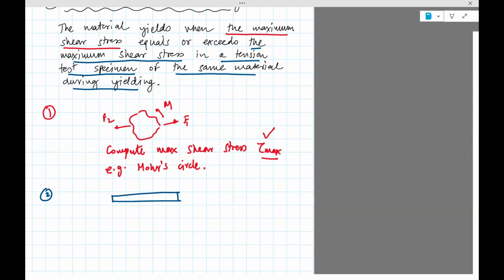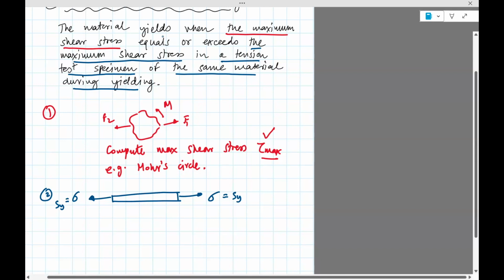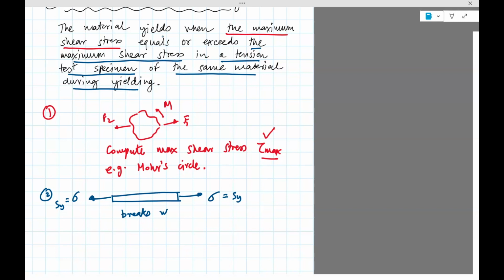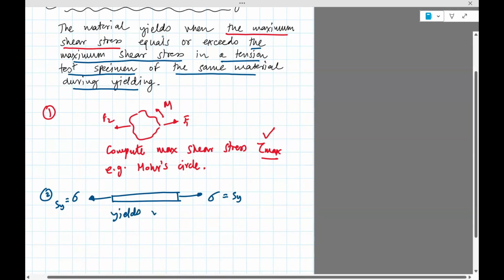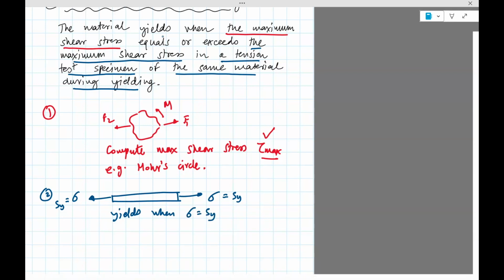the same material, subject it to a tension test. Okay, so when you keep increasing sigma, at some point Sy, this material will break. Or yield, sorry, yield is a better word. Okay, so we've done the tension test experiment.